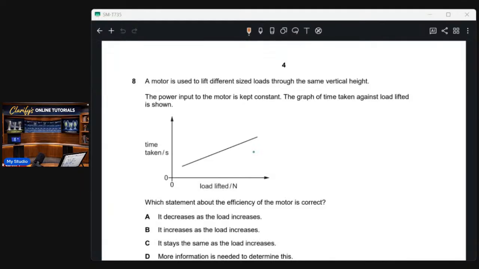Now here, a motor is used to lift different loads. So this statement is a bit too long. Let me read the question itself. Which statement about efficiency is correct? Okay. So can you see? When you are increasing the size of the load, which means going horizontally, it takes more time.